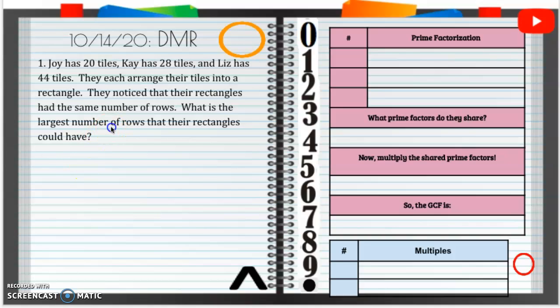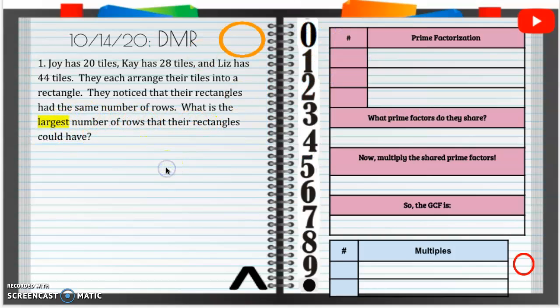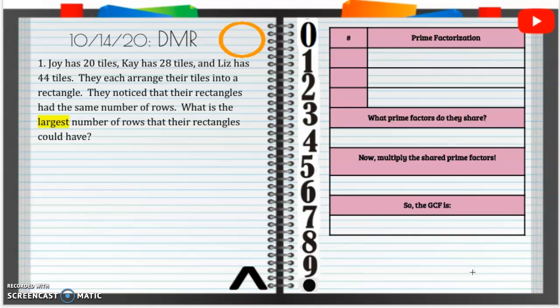So there are some keywords in here. Question: what is the largest number of rows that their rectangles could have? Oh, largest, greatest. Greatest common factor. So we don't need to use our least common multiple, so I'm going to delete that. You can delete it if you would like to. We are going to, however, find the greatest common factor.